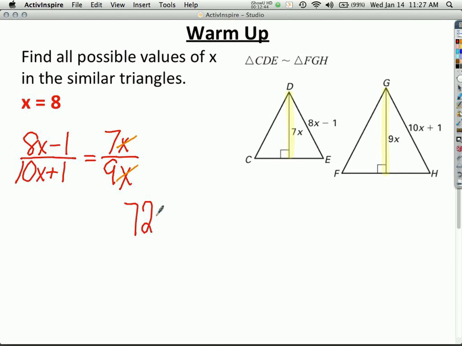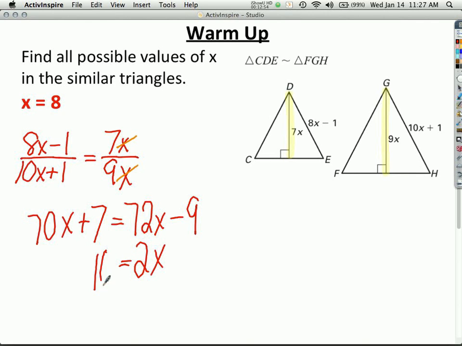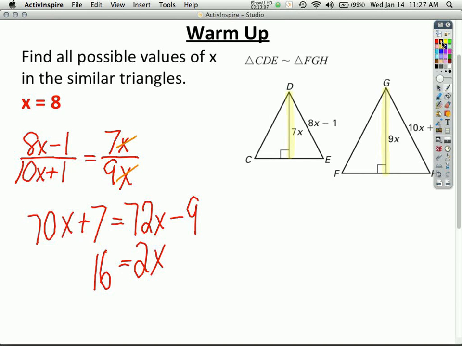This becomes 72x minus 9, and this becomes 70x plus 7, and oh, wow, look at this. 2x equals 16. X equals 8. Remember, the canceling idea does not apply when there is addition.